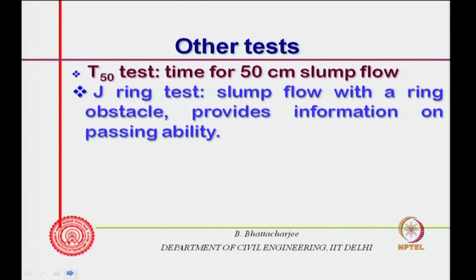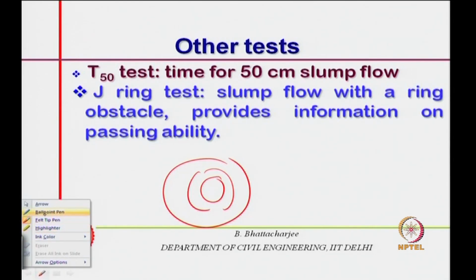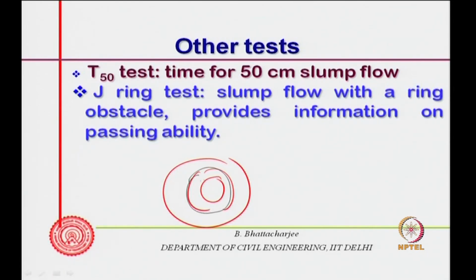That is a measure of slump, in a way slump retention, or related to it, it is another test actually. The J ring test is slump flow with a ring obstacle. So, you have the same slump flow, but there is an obstacle here. So, it is a J ring test.